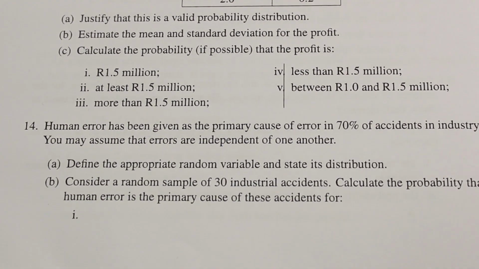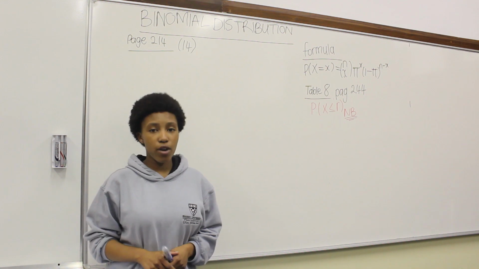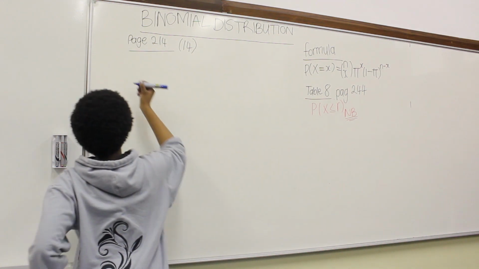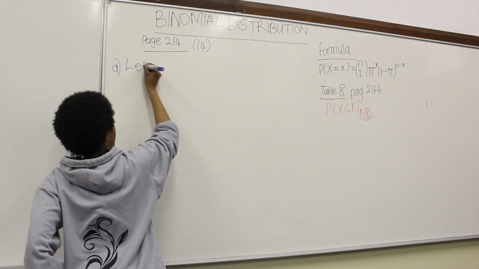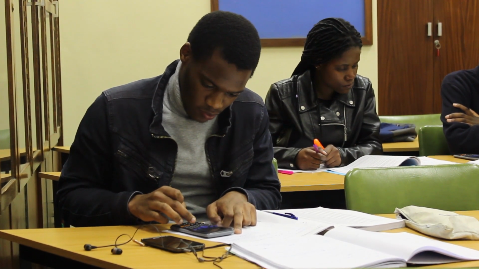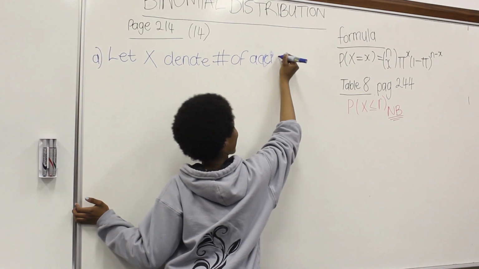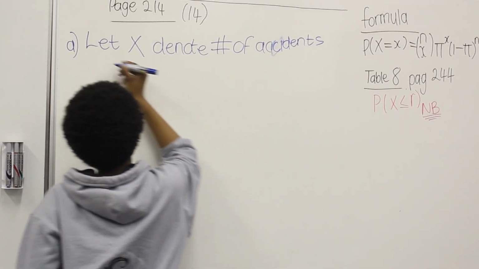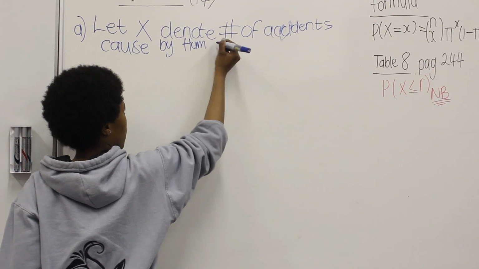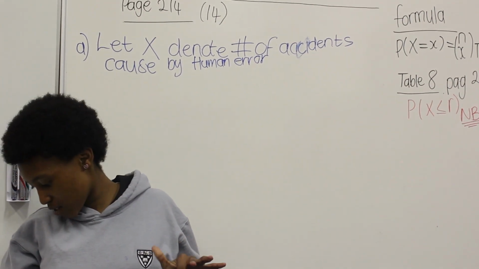So part A of the question says to find the appropriate random variable and state its distribution, right? So the random variable that we're defining is x. So for A, let x denote the number of accidents caused by human error. And the second part says that we must state its distribution.